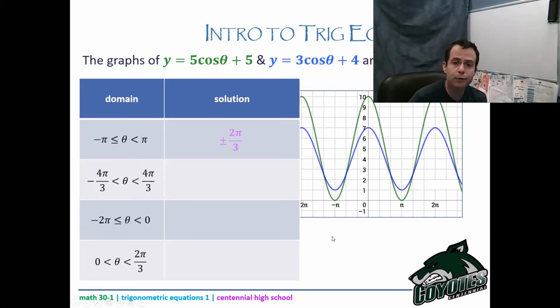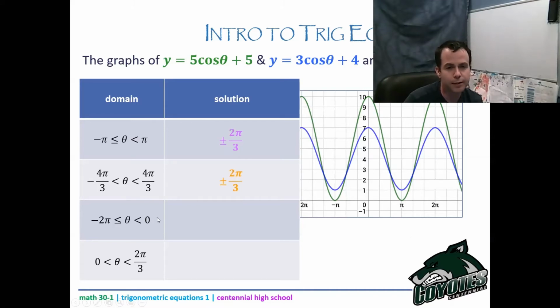Negative 4 pi over 3 to 4 pi over 3. Now, this looks like one I just asked you, but it's not, and this is what I need you to see. I didn't give you the equal signs there. So I can't be negative 4 pi over 3, and I can't be 4 pi over 3, and those happen to be what my next solutions would be. So for this guy, it is still 2 pi over 3, plus or minus.